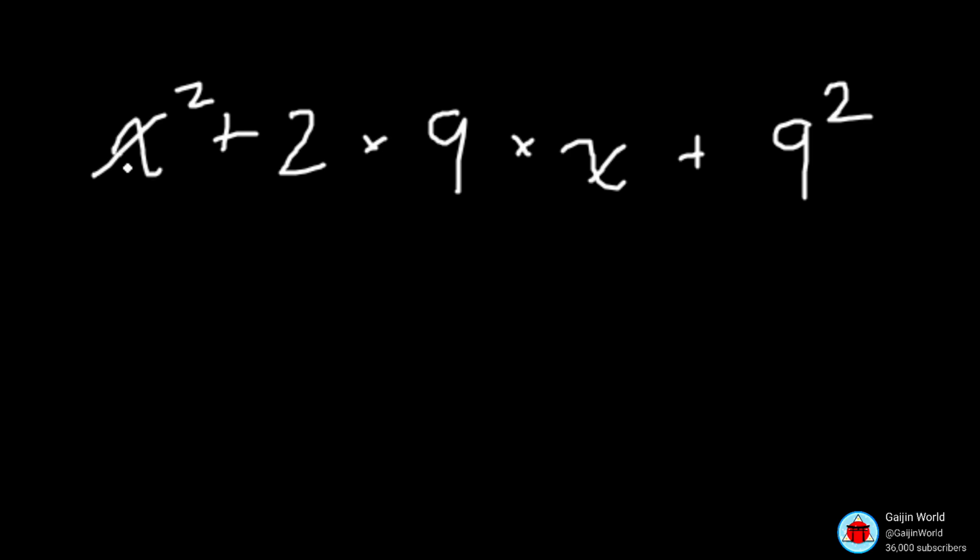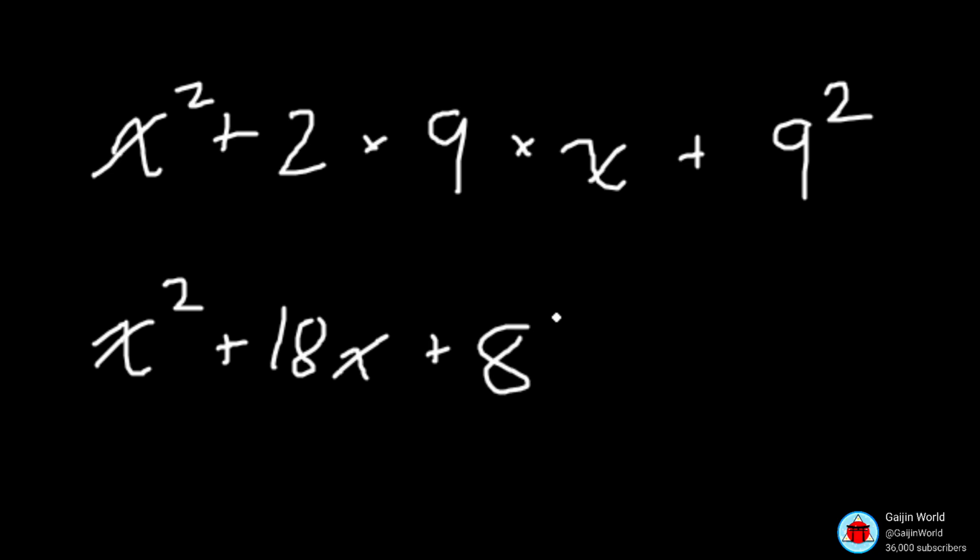So now you have x squared plus 2 times 9 times x plus 9 squared. Now if you do it, 2 times 9 would be 18, 18 times x would just be 18x, and then you add 9 squared, 81. So those are two ways to solve this. Alright, next.